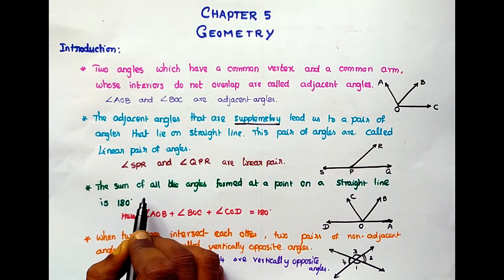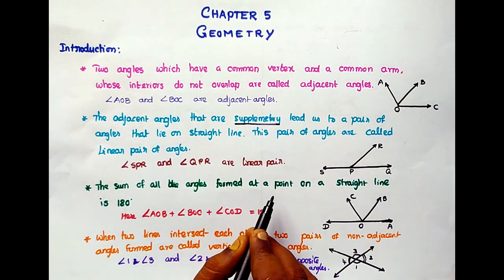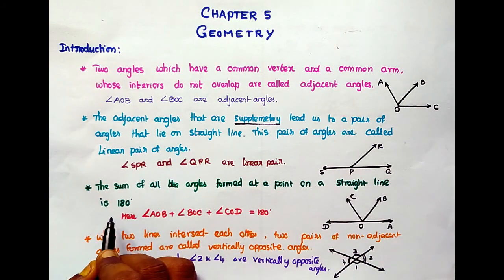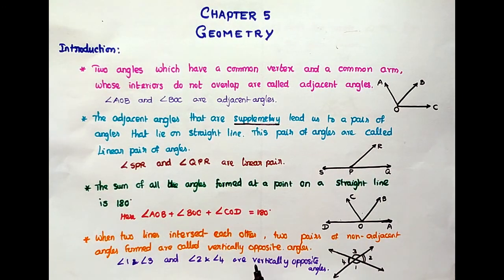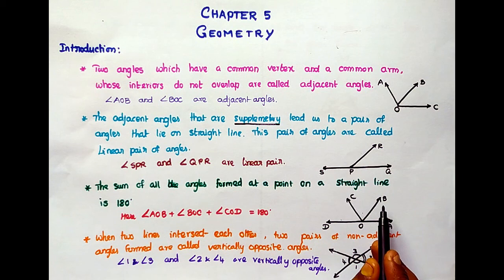Next, the sum of all the angles formed at a point on a straight line is 180 degrees. Here angle AOB plus angle BOC plus angle COD is equal to 180 degrees.